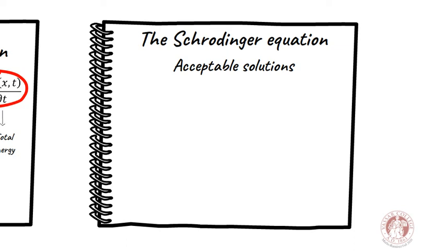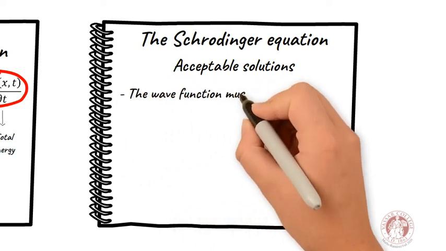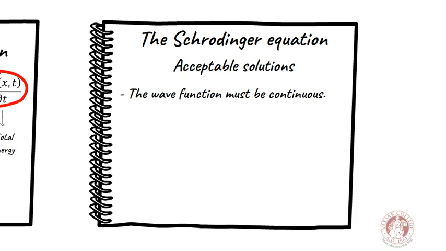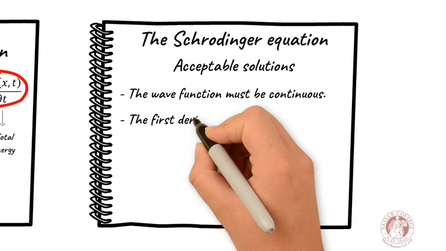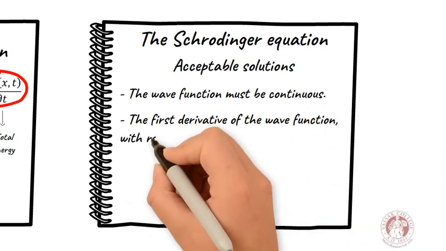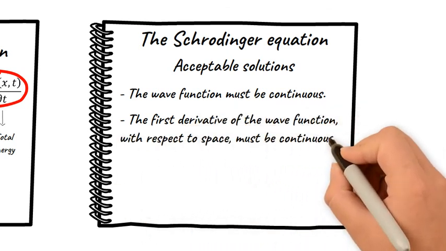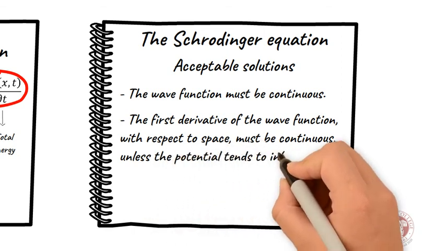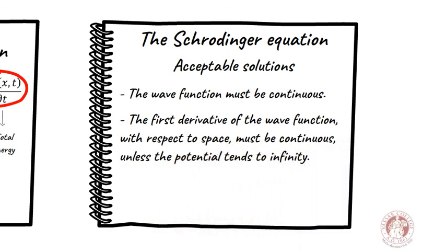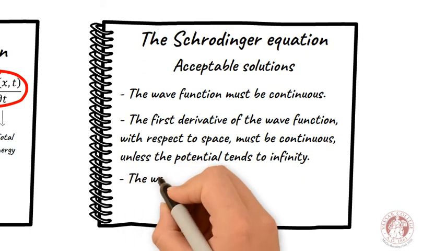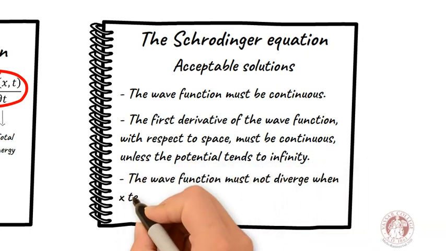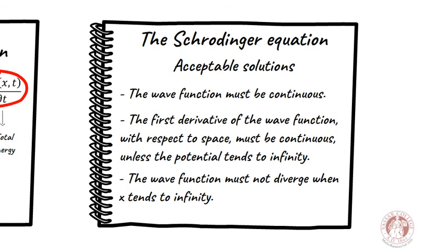The first condition is that the wave function must be continuous. This means that the wave function cannot have voids, at least in a finite interval. The second condition is that the first derivative of the wave function with respect to the spatial coordinate must be continuous, unless the potential tends to infinity. Finally, the wave function must not diverge when x tends to infinity, as a complement of the previous condition.